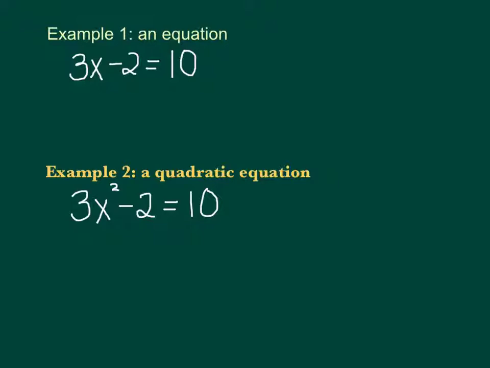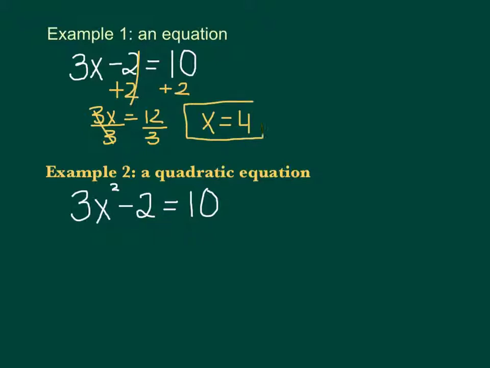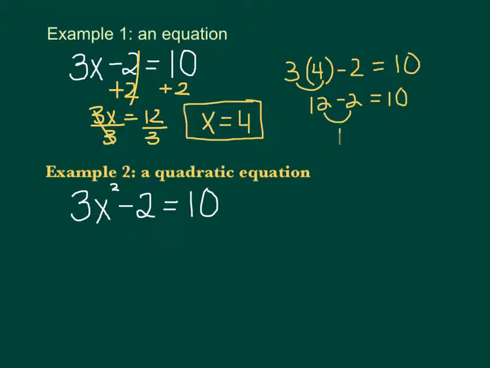This should be old news for you. I add 2 to both sides, so I have 3x equals 12. Divide both sides by 3, and I'm left with, those all canceled out, x equals 4. Nothing too new there. I could also recheck my answer by plugging it back in. So I could do 3 times 4 minus 2 equals 10. So let's check. Well, 3 times 4, that's 12 minus 2 equals 10. And yes, 12 minus 2, 10 equals 10. So we did it right.